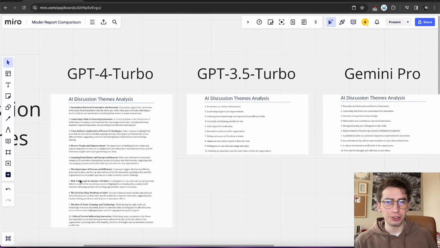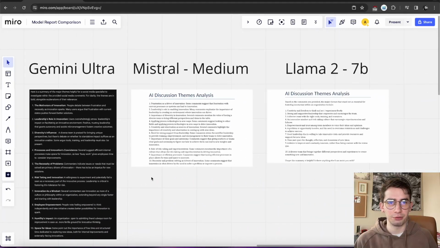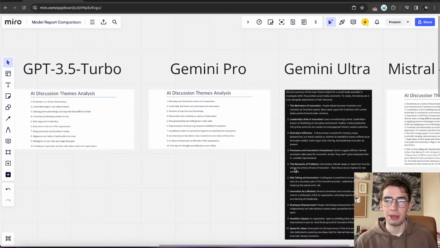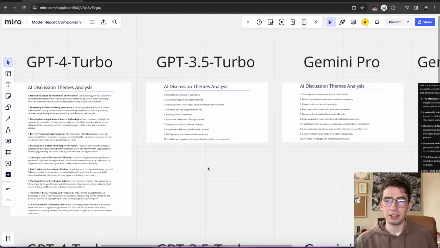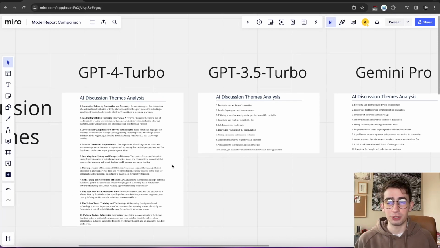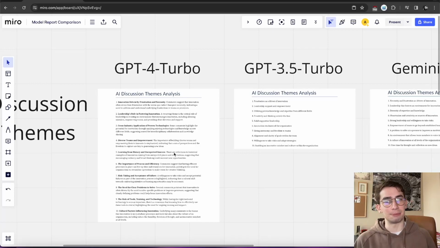The first thing that I noticed right off the bat is that pretty much every single model here gave me 10 responses, or 10 different discussion themes. In my prompt, I didn't specify to give me 10. I just said list all of them, but there seems to be some sort of direction behind the scenes to enjoy lists of 10 or something like that.